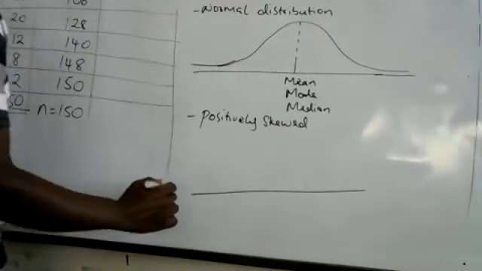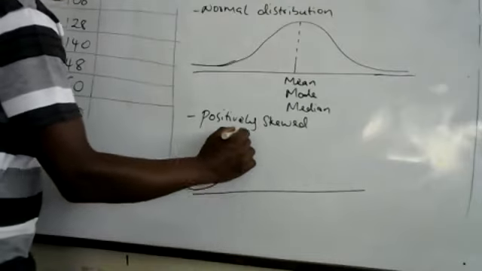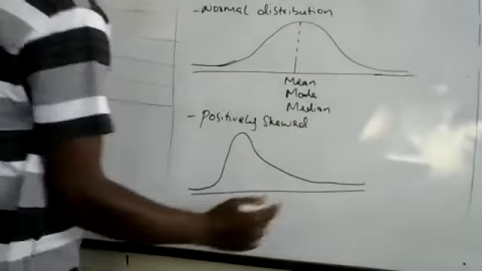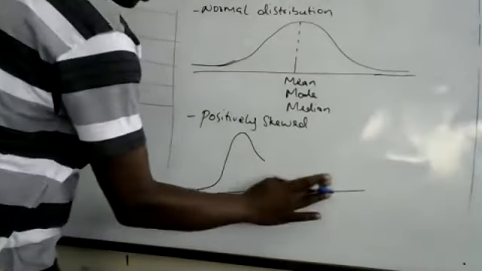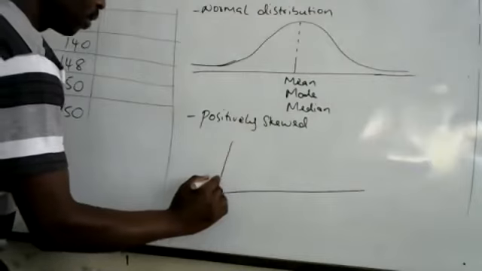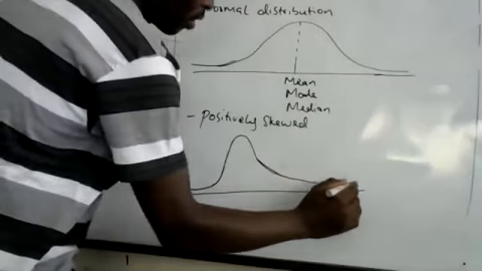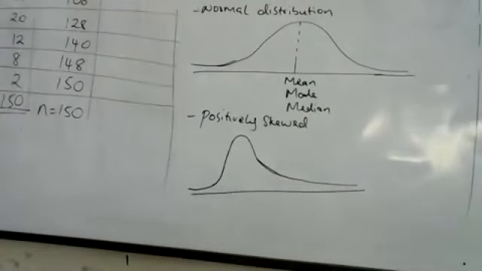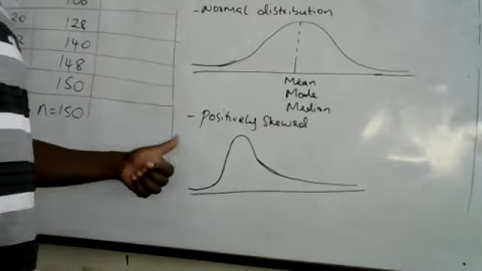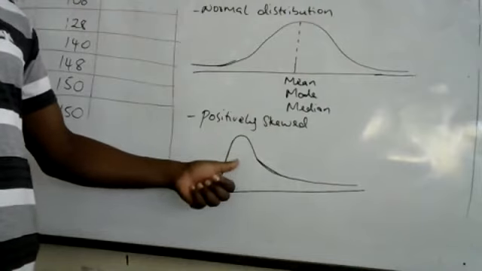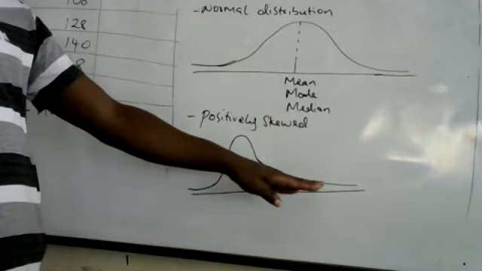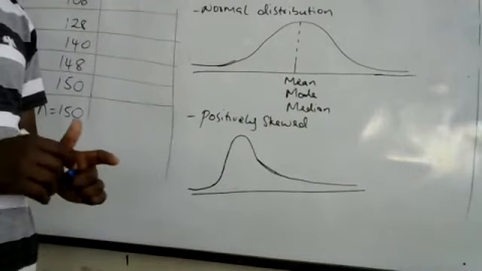You find that now this one is going to appear like this. Let me draw it properly. It comes. That is what we call positively skewed. Majority of the data fall here, and then the right hand side has got a very long tail.